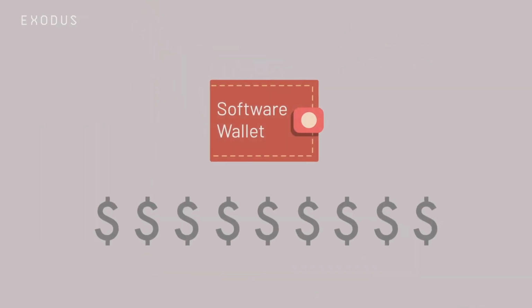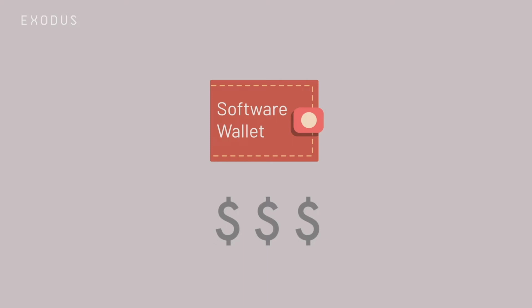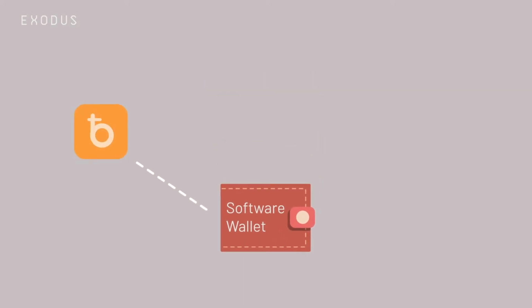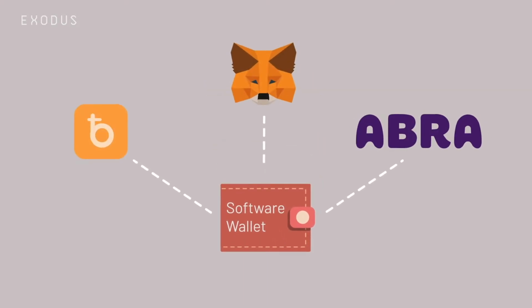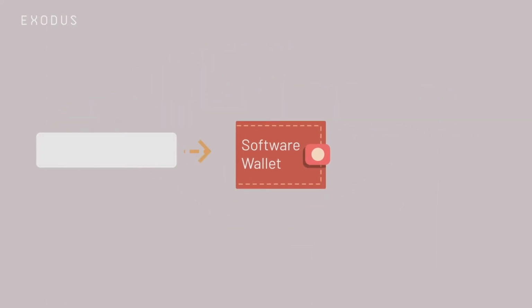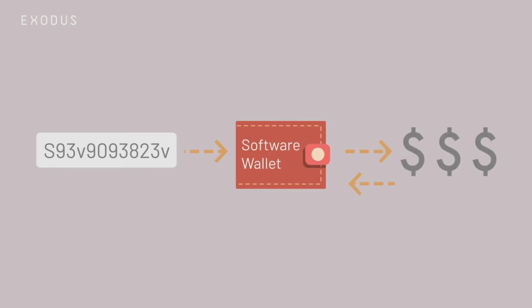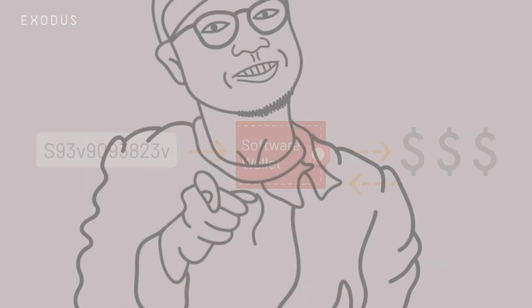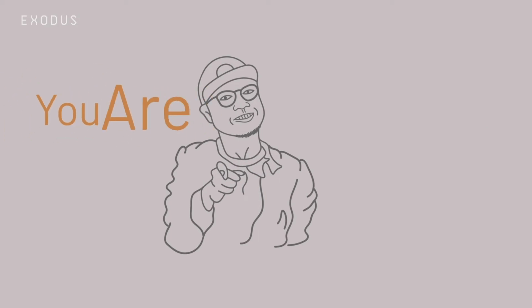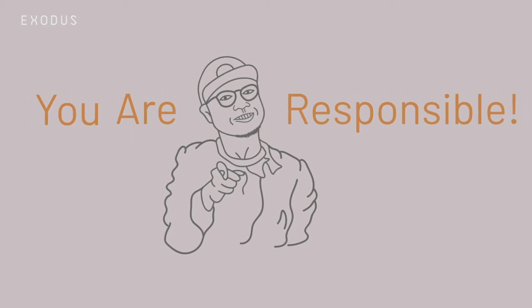Software wallets are typically used for storing smaller amounts of crypto. Software wallets like Bread Wallet, MetaMask, and Abra are all applications which manage your private keys. Wallets are accessible through a key phrase and have the ability to restore and recover your assets through a recovery phrase. With a software wallet, you are solely responsible for your private keys and assets.